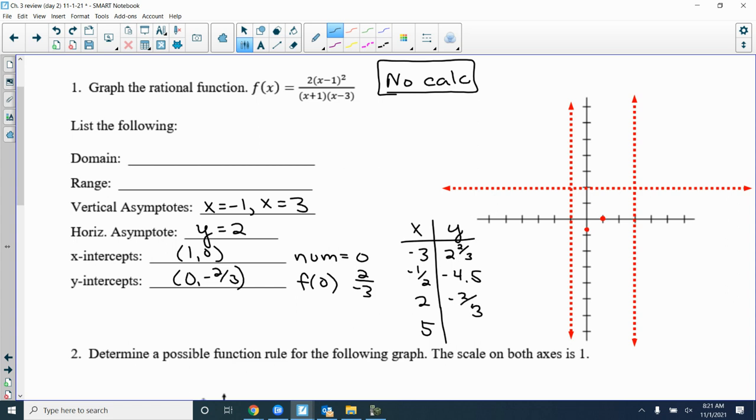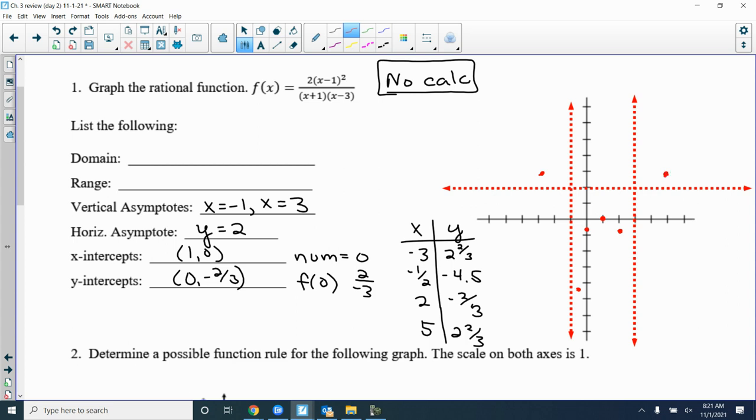And then 5. Oh, what in the heck are we going to get when we plug in 5? It looks like we get 32/12, which is 16/6, which is 8/3. 8/3 again, 2 2/3. All right, so -3, 2 2/3. I got -1/2, -4.5. I got 2, 2 2/3. And now we got 5 and 2 2/3.